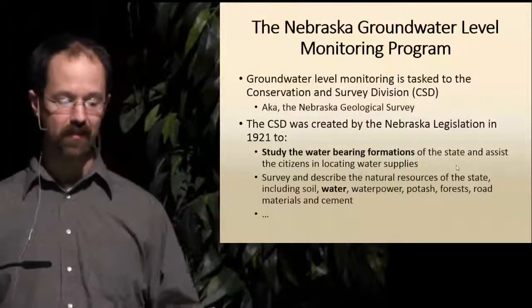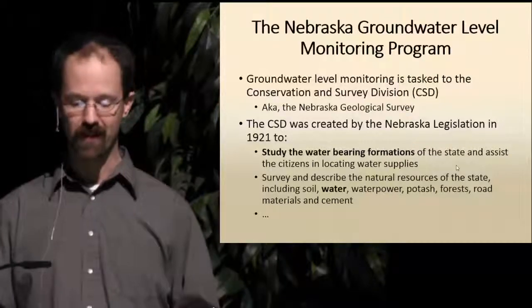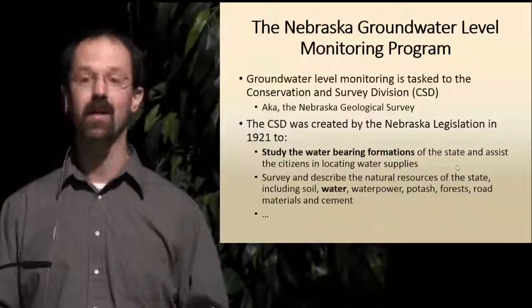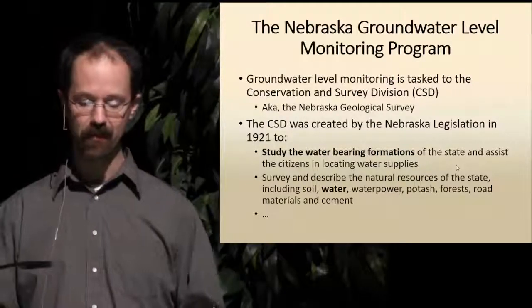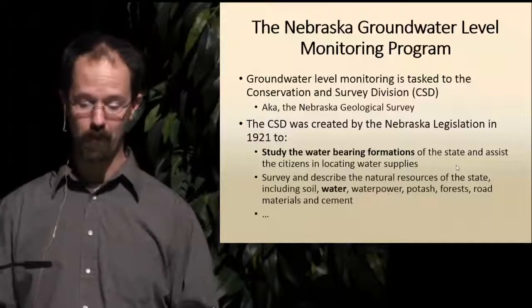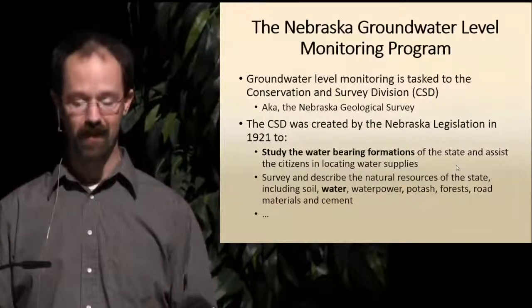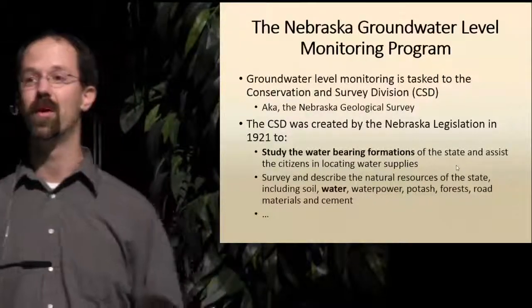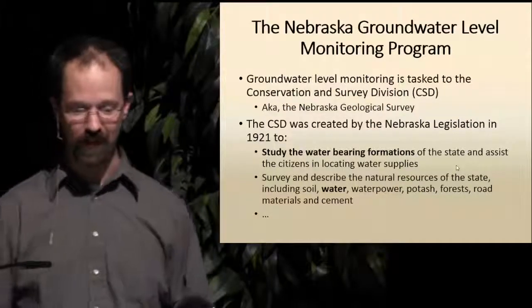The CSD is to, among many other things, study the water-bearing formations of the state and assist the citizens in locating water supplies, and survey and describe natural resources of the state, including soil, water, water power, potash, forests, road materials, and other things. Obviously, this was drawn up back in 1921. Potash really isn't a big resource for the state anymore.